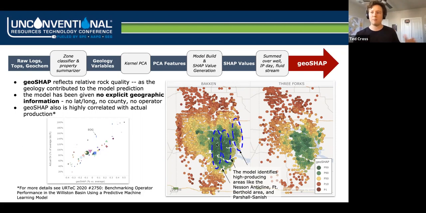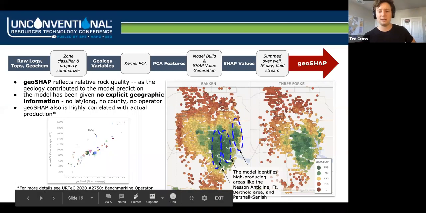The Nesson anticline, oil has migrated into the arch, and it's a structural trap is what we call it. The Fort Berthold area just has extremely rich source rock, so it's very high in TOC, et cetera. And then the partial Sanish is a stratigraphic maturity trap on the edge of the basin. So it's also a migrated trap, but the trapping mechanism and depth is very different than the Nesson anticline. So to me, it's extremely interesting that the model has picked up on that.